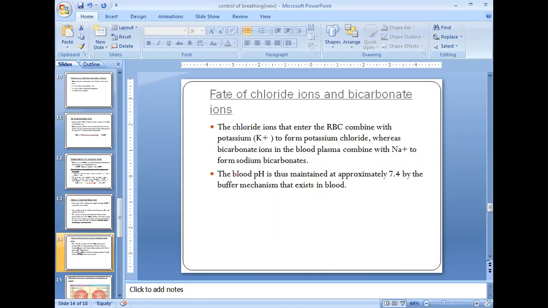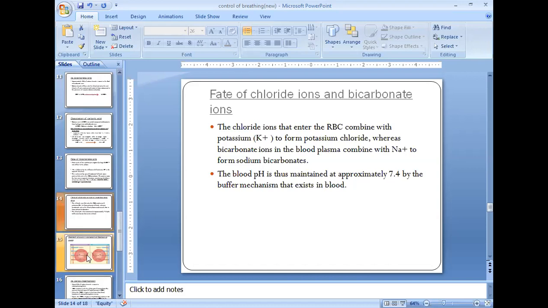Next, chloride ions which enter into the red blood cells and bicarbonate ions which enter into the plasma, what happens to them? The chloride ions that enter the red blood cells combine with potassium to form potassium chloride, whereas bicarbonate ions in the blood plasma combine with sodium to form sodium bicarbonate. Students, in this way, blood pH is maintained at about 7.4.